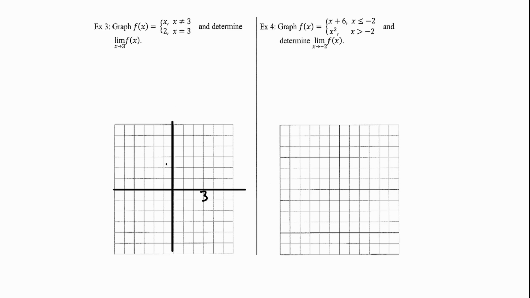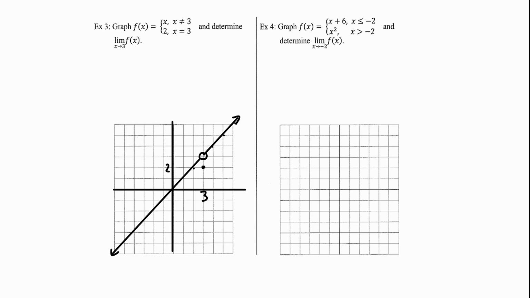And so here we have y equals 2, and we can plot the point. And then we're told y equals x when x is not equal to 3. So x is not going to be equal to 3, and then it's just the straight line y equals x, which just goes up like this. So it's just going to be a classic linear line.